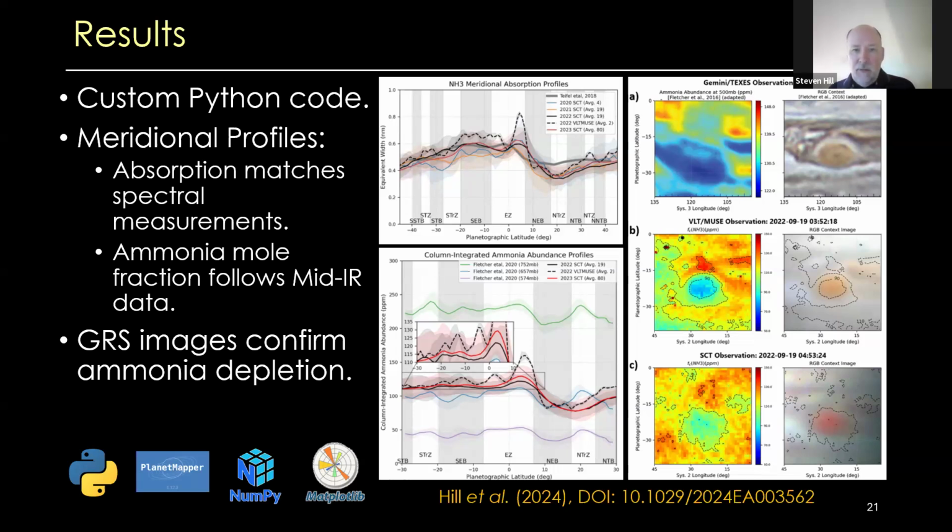It shows the major features that are seen in the VLT MUSE data in ammonia, including the depletion around the Great Red Spot, some of the enhancements to the north and to the east of the Great Red Spot, as well as a little bit of that depletion right on the eastern edge. So it's obviously a lot noisier because my telescope's a lot smaller than VLT MUSE, but this was a real confidence builder.